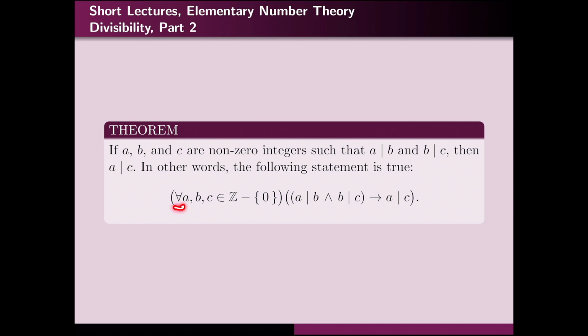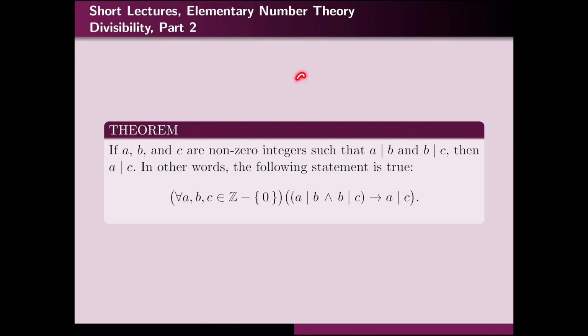For all, this symbol means for all, a, b, and c belonging to the set of integers except number 0, if you know that a divides b and you know that b itself divides c, then you can conclude that a divides c. Sometimes we say that divisibility is a transitive relation. For example, if I know a is equal to b and b is equal to c, I can conclude that a is equal to c. So we say equality is transitive.